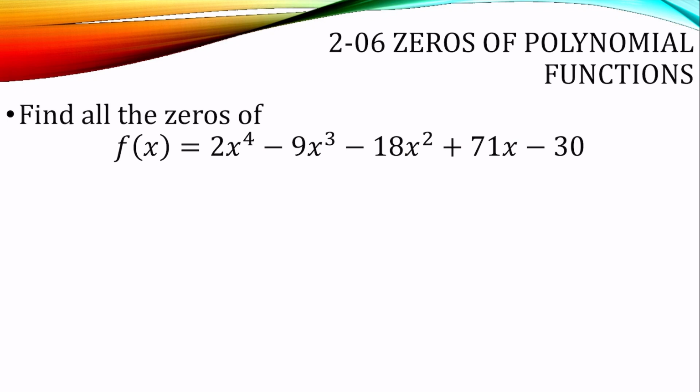Let's find all the zeros of this polynomial function. We don't know any of the original factors or anything, so what we're going to do is the p's and the q's, since I can't factor this very easily. 30 is 1 times 30, or 2 times 15, or 3 times 10, or 5 times 6.